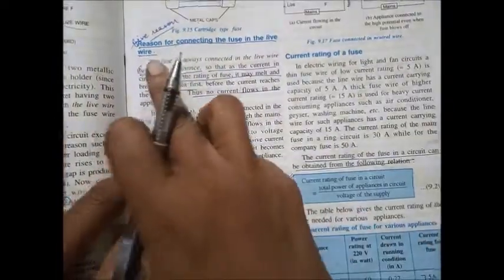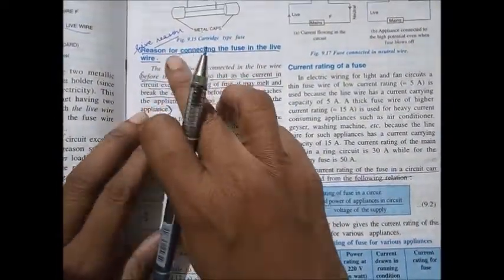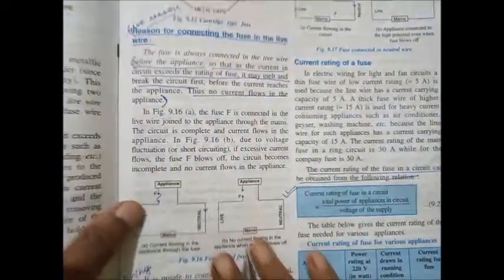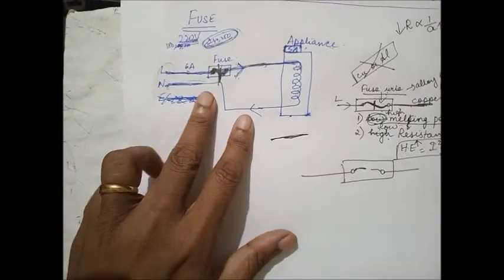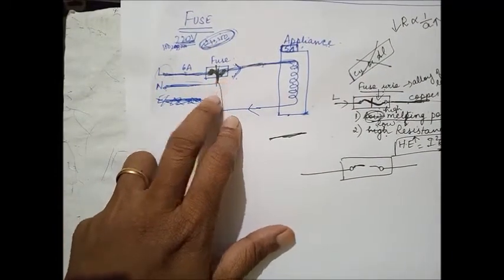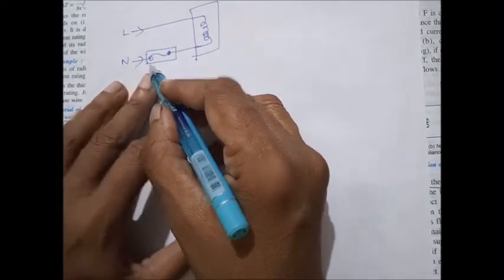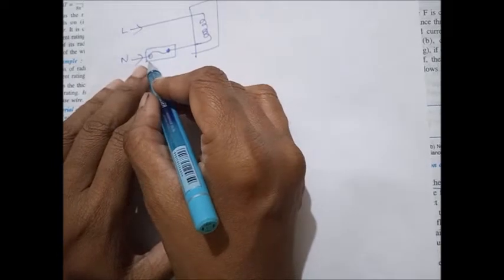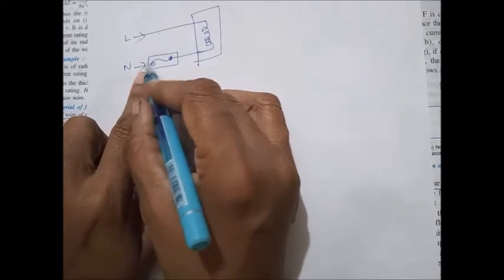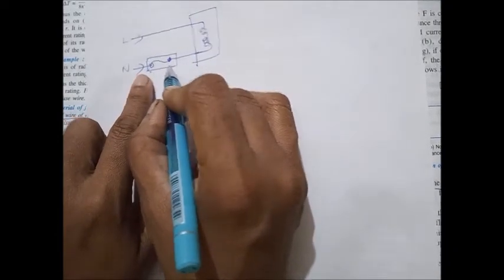Okay, then the next information that you should know is, why should the fuse wire be connected in the live wire? Fuse is always connected in the live wire. What will happen if the fuse is connected in the neutral wire? Usually fuse should be connected in the live wire. Now you should know what will happen if you connect it in the neutral wire.